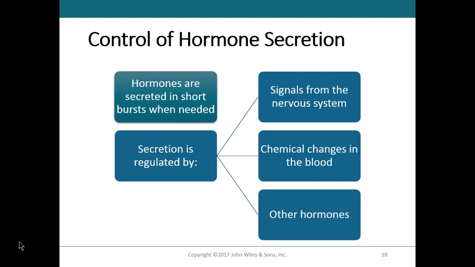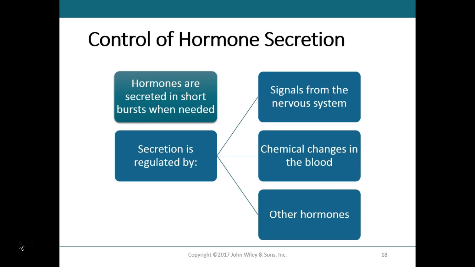Blood calcium levels regulate the secretion of parathyroid hormone, or calcitonin from the thyroid gland. That's known as humoral stimulus. So if the nervous system is causing the release, it's a nervous stimulus. If it's changing levels of calcium or sugar or something in the blood, that is a humoral stimulus.